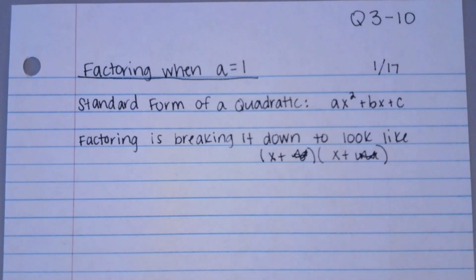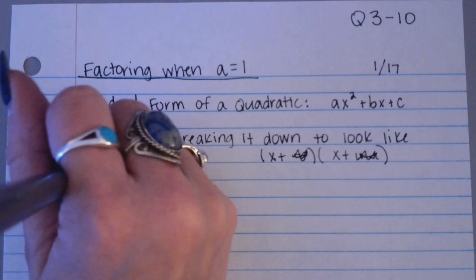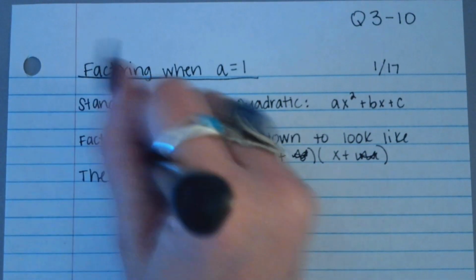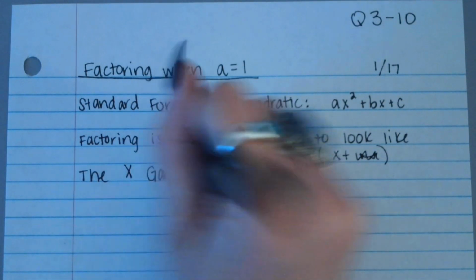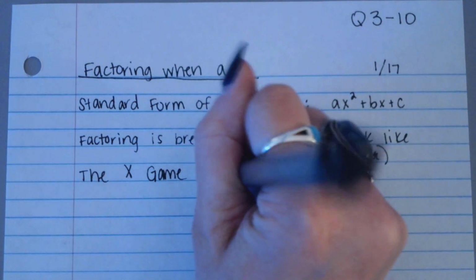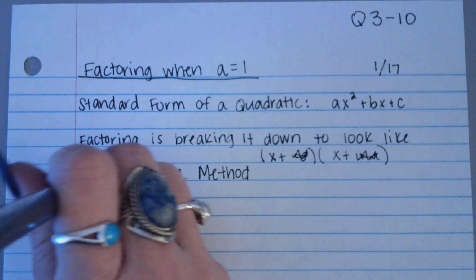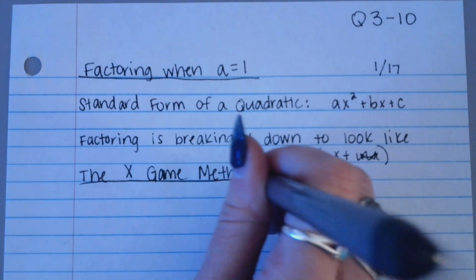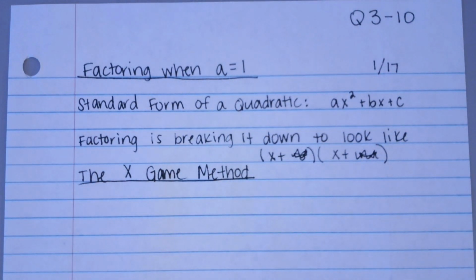The way that we do this, the method, remember when we did multiplying and the method was called FOIL? There's only one method we're going to use this time, and it is called the X game method. And that's what your Delta Math is going to show it as too, either the X method or the X game method. It is the easiest way to organize how to factor, and significantly easier than how I was taught 20 plus years ago.